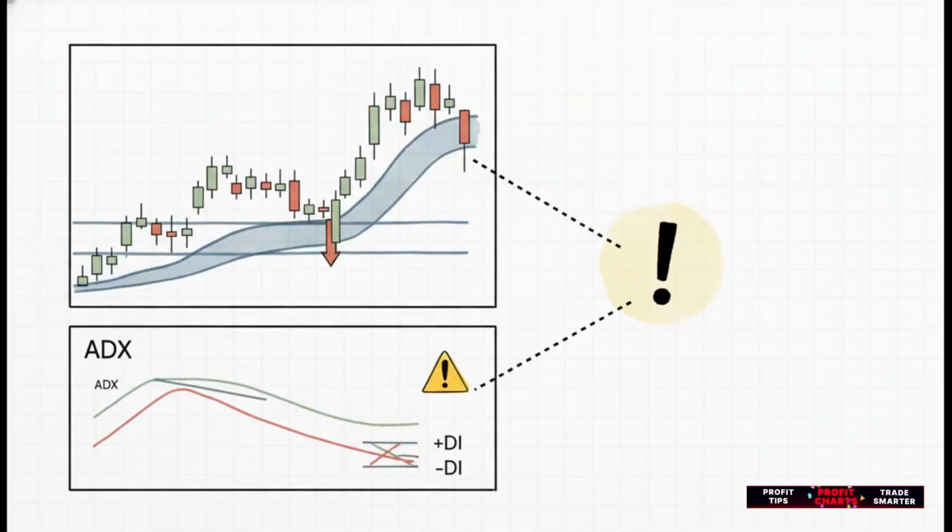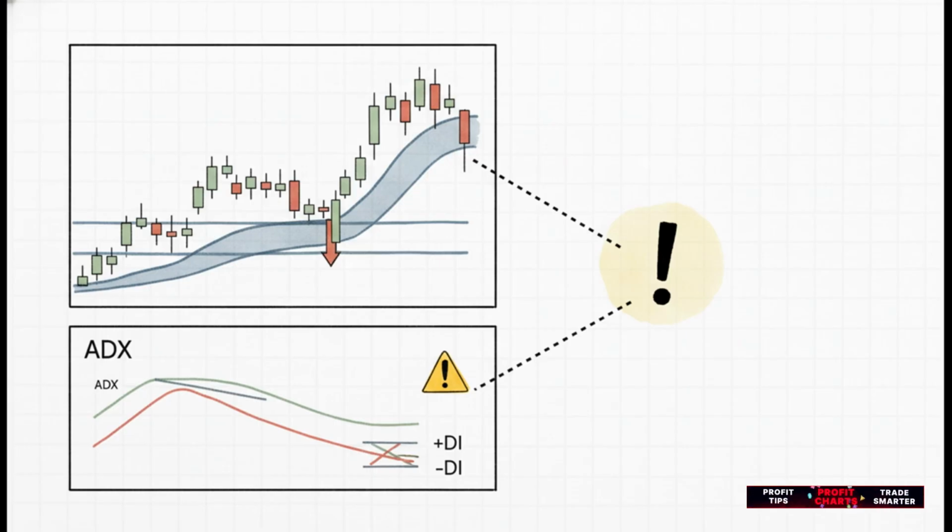But now, look what happens. The ADX starts to flatten out and turn down. This is an early warning sign that the trend is losing gas. And look, our volatility indicator, the Bollinger Bands, confirms it. The price fails to push past that outer band and starts to pull back.